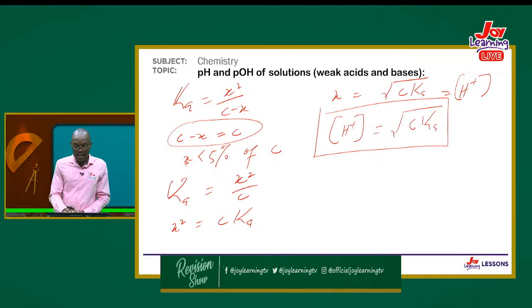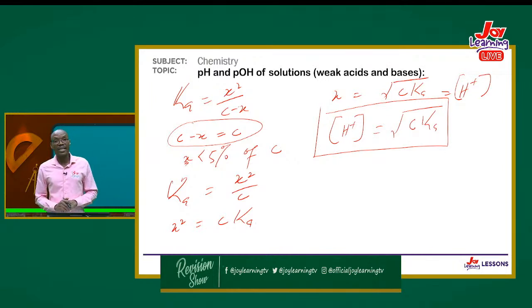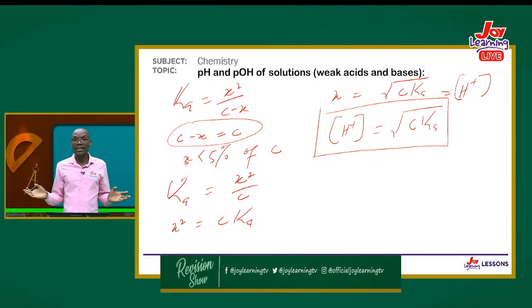So this is very simple and straightforward. I know the concentration of the weak acid, I know the dissociation constant, calculate the concentration of H plus ions, and then go and take negative log. No half matter.